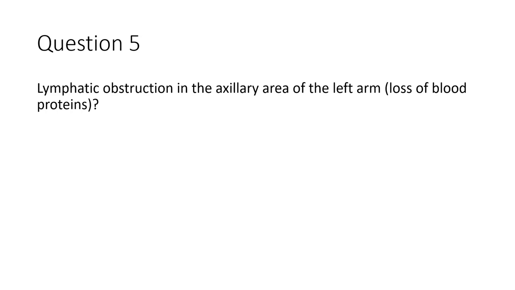All right, let's take a look at our fifth question on page 124. This time we're talking about a lymphatic obstruction in the axillary area of the left arm. Just a reminder, you know that the lymphatic system helps to transport extra fluids in the interstitial space back to the heart. So if there's an obstruction in that lymphatic vessel, then we may not be able to return the fluids and the blood proteins lost to the interstitial space back to the heart.